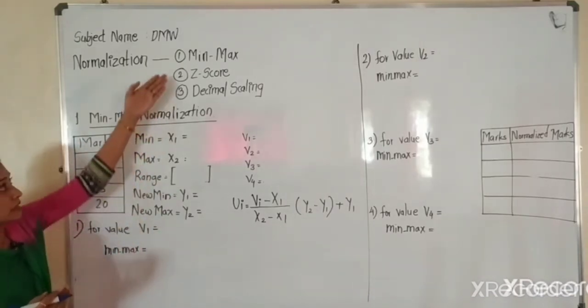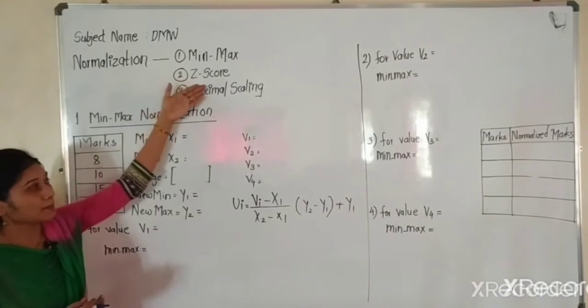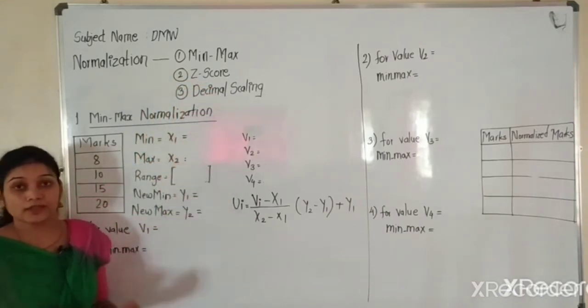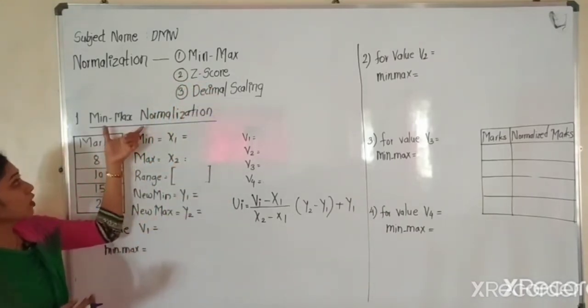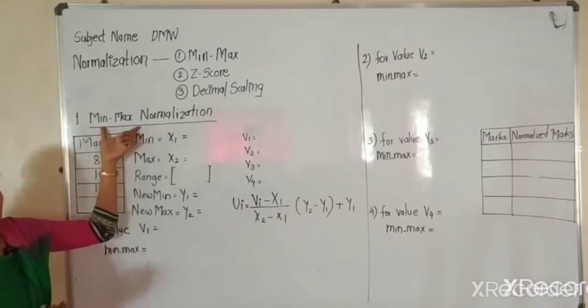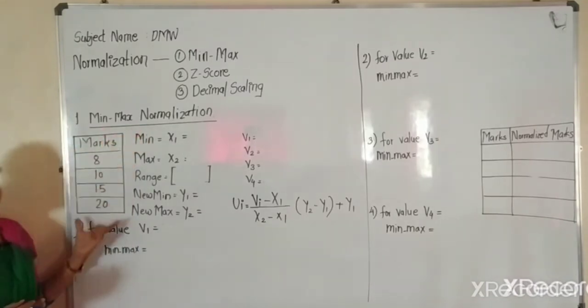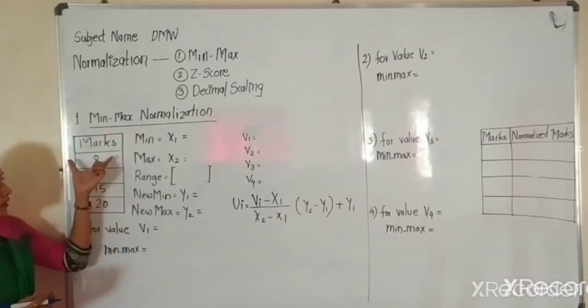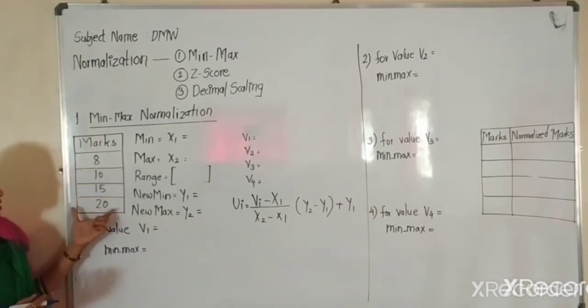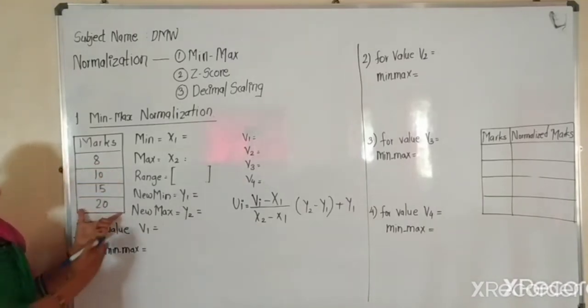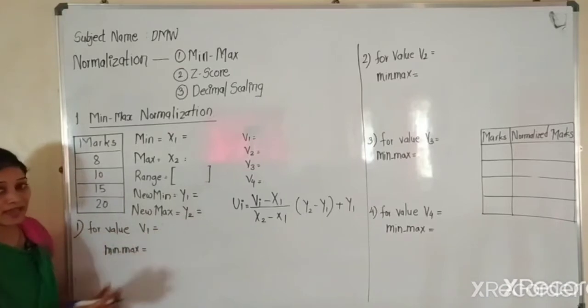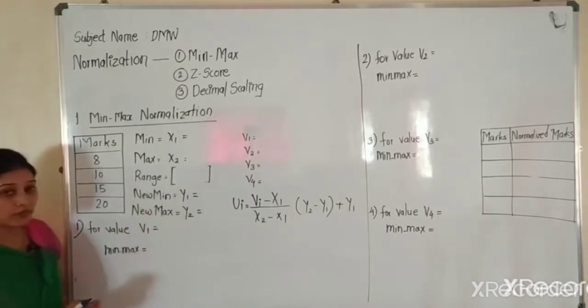From these three types of normalization, that is min max, z score and decimal scaling, we are going to apply min max normalization. So here we have an example. These are different marks entries, and we have to convert these marks entries into a normalized form. So how are we going to convert that?